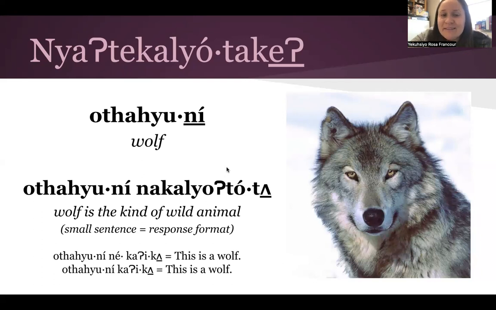Otahyuni. Okay, so that's our word for wolf. Otahyuni nagaliot dod. A wolf is the kind of wild animal. Okay, so you could also say otahyuni nagaliot doda gaig. This kind of wild animal is a wolf. Or you could also say otahyuni ne gaig. This is a wolf. Otahyuni gaig. This is a wolf. There's so many ways to say the same thing.